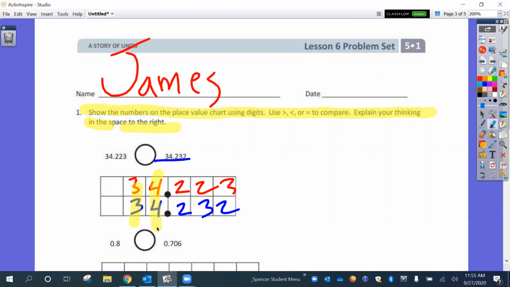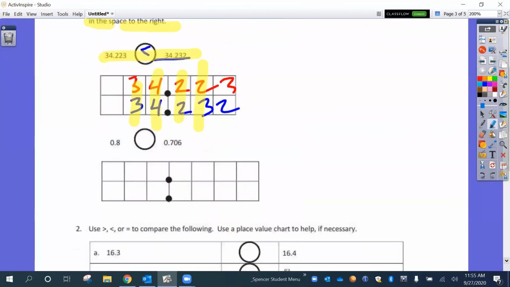So with the use of a place value chart and with the use of lining up the decimal, we can quickly compare our numbers and see that the number on the right was greater. So we would open the mouth towards the bigger number. Now, when we read it, we have to use that little trick that kind of looks like the L shifted sideways. So when we read this, it's 34 and 223 thousandths is less than 34 and 232 thousandths. Great job.